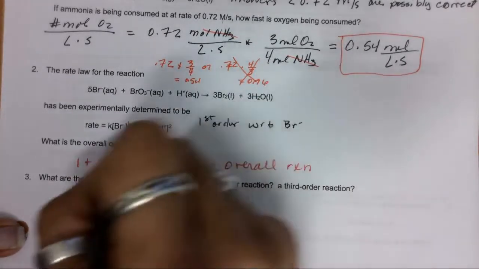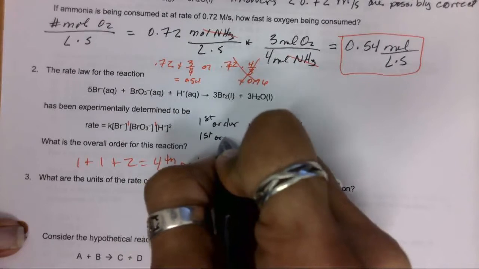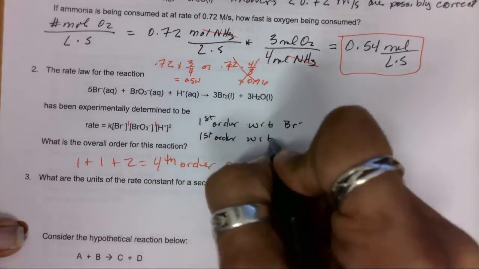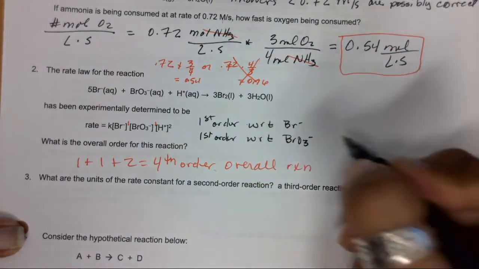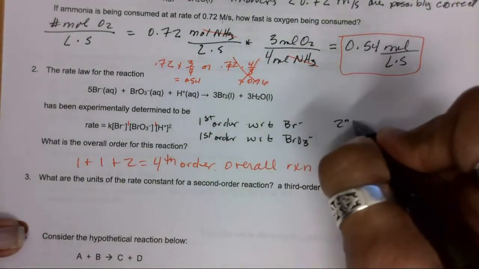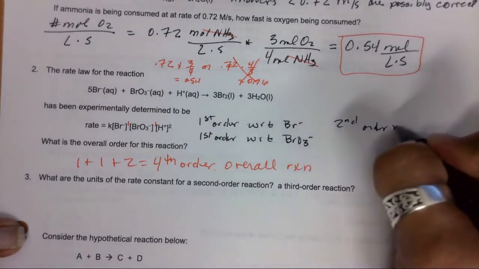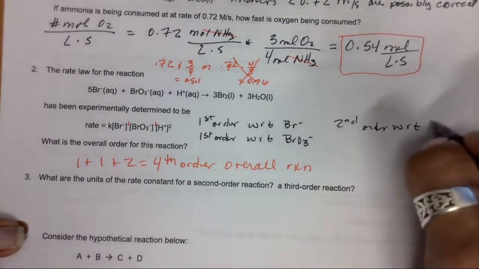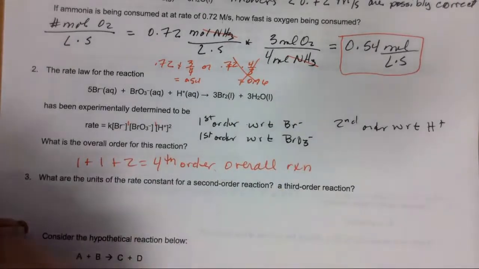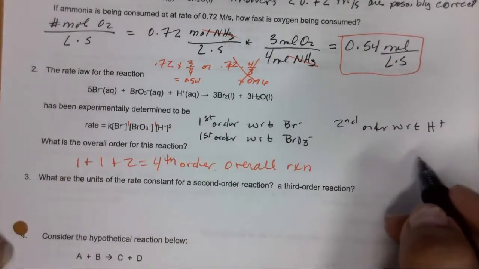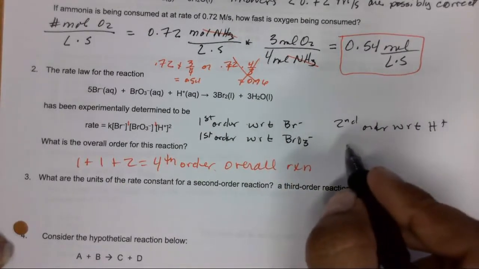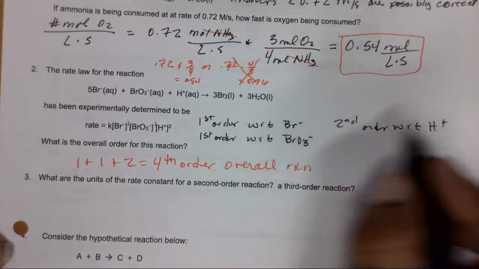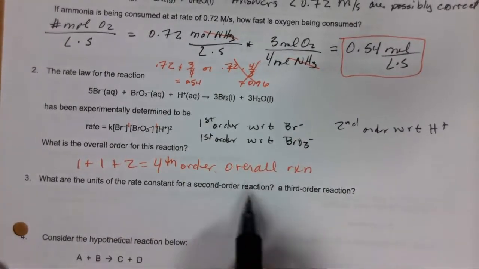I could say it's first order with respect to bromate, right? And I could say that it's second order with respect to H+, right? So these are just different ways that we could express this, okay? But it asks for the overall, so that's what we had to do.